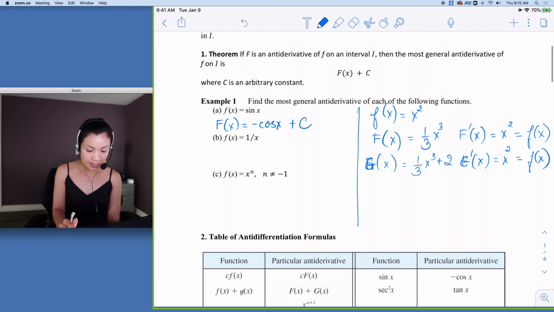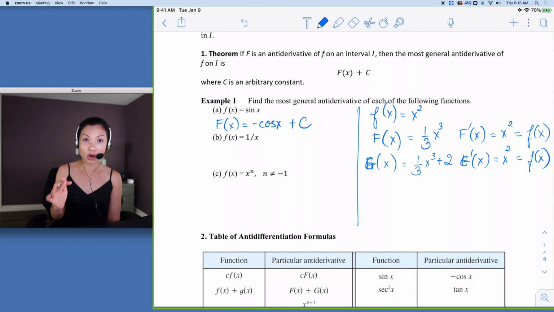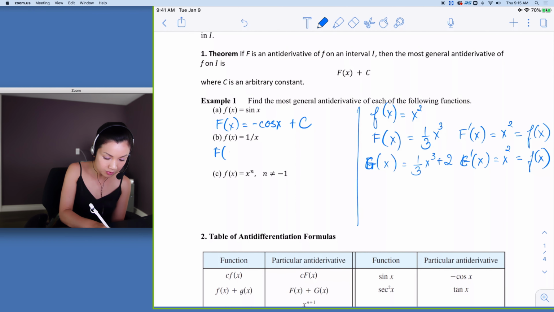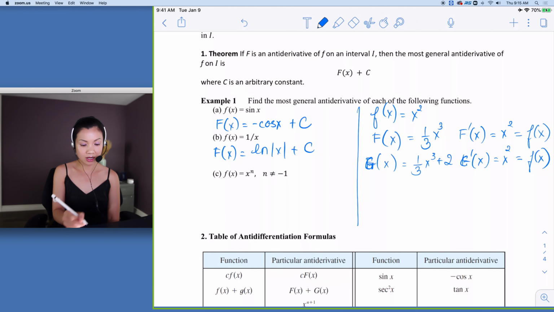Okay, now what do we have for 1 over x? What is the function that when you take the derivative, you end up with 1 over x? Hopefully you still remember. It's the ln function. And then make sure you put c there. And then of course I have to include the absolute value.